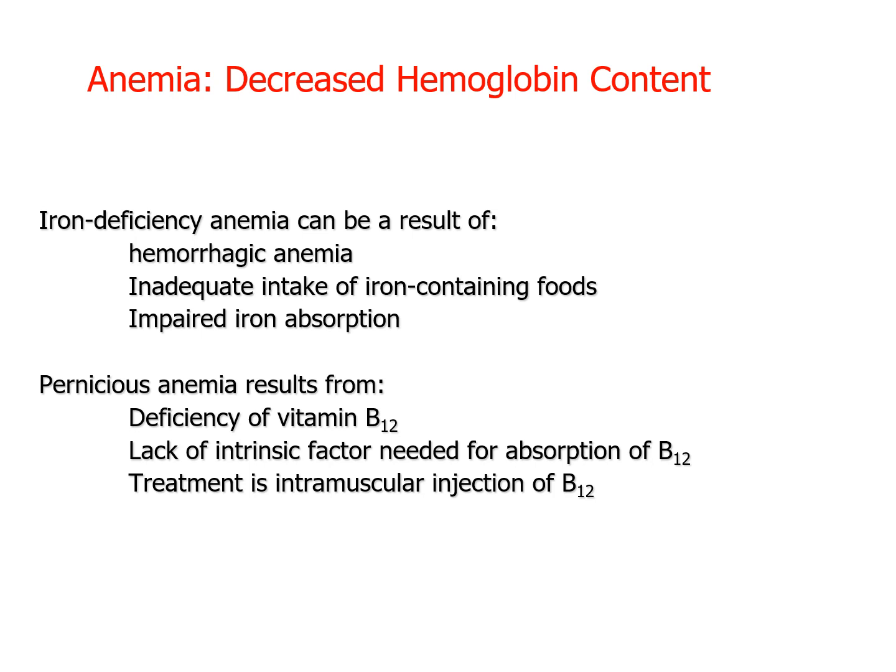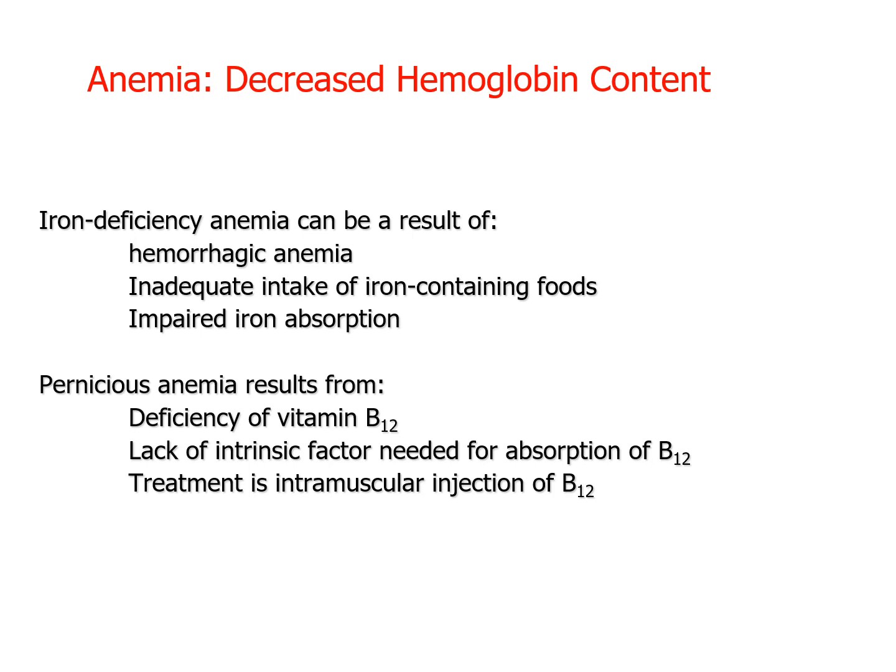Sometimes anemia is due to a decrease in the hemoglobin content inside the cells. It could be due to iron deficiency anemia. Iron deficiency anemia can be a result of hemorrhagic anemia, because with excess bleeding you have loss of iron, or due to inadequate ingestion of iron-containing foods, or sometimes it can be due to some sort of problem with iron absorption.